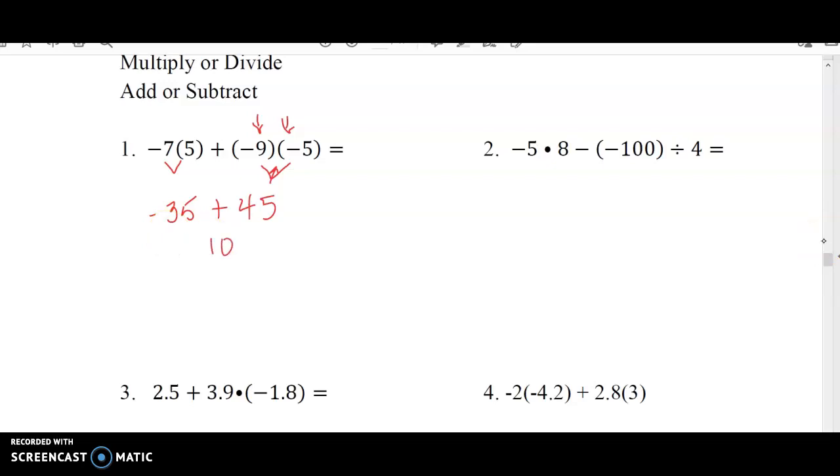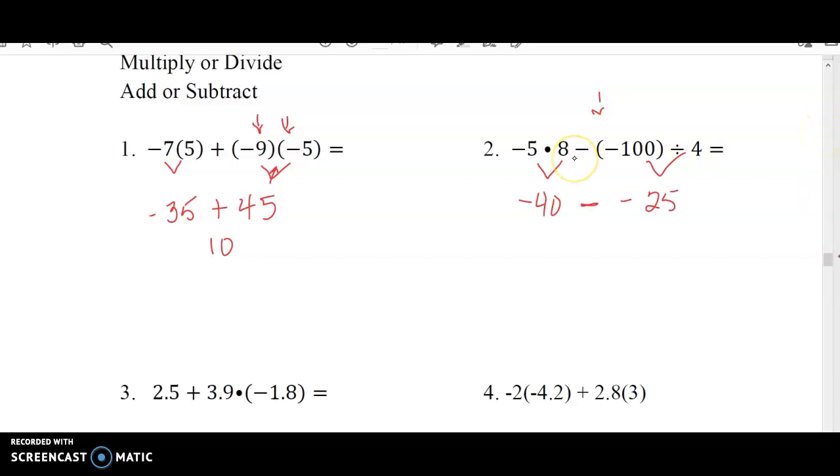Number 2, I see we have multiplication and division. So I'm going to do those first, and I'm going to look at it like this. All right, negative 5 times 8 gives me a negative 40. You can look at this piece right here a couple different ways. You could say, all right, well, I'm going to do negative 100 divided by 4. So negative 100 divided by 4 is negative 25. And then drop down your minus sign here.